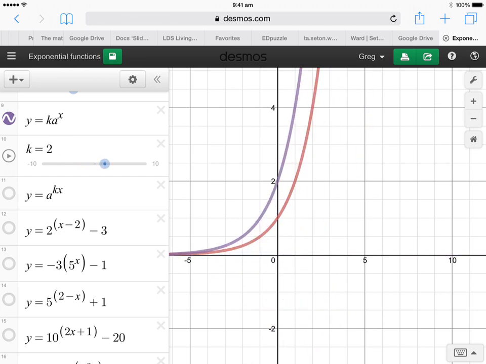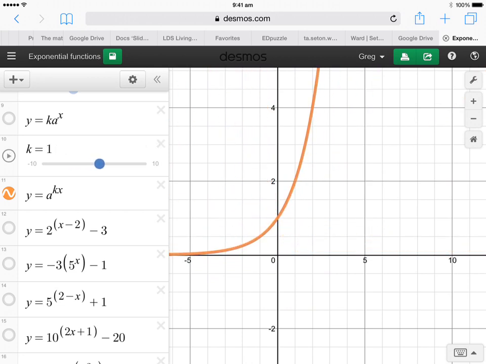Okay, let's set that back at 2. Alright, so the next one is a to the power of kx. This one here is a dilation, but this time it's parallel to the x-axis. So our values will be multiplied if we're looking in terms of the x coordinates.